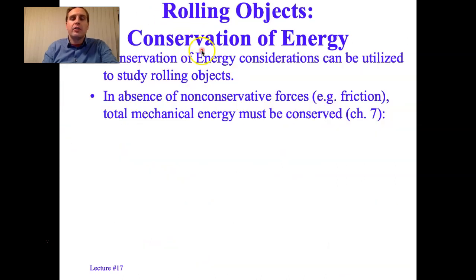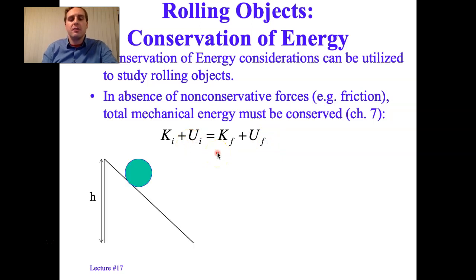Now, for rolling objects, let's take a look at these conservation of energy arguments. The conservation of energy considerations can be utilized to study rolling objects. In the absence of non-conservative forces like friction, the total mechanical energy must be conserved. We said that previously in the energy chapters. So the initial kinetic energy plus the initial gravitational potential energy is equal to the final kinetic energy plus the final gravitational potential energy. By the way, these could be elastic potential energy or something else, but for the sake of this discussion, we'll only focus on gravitational potential energy.